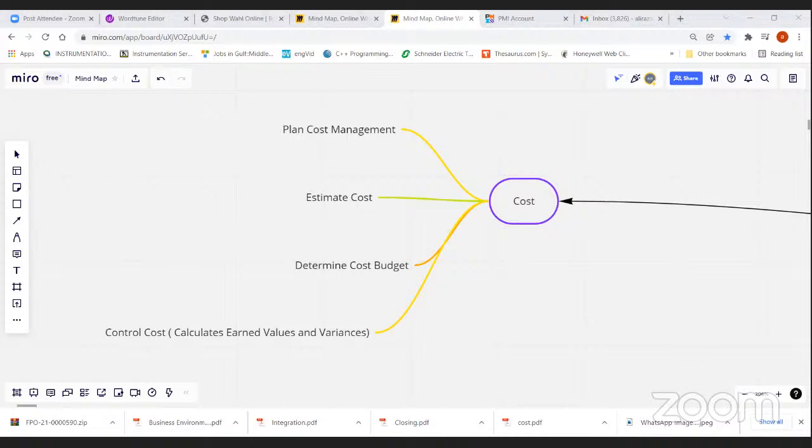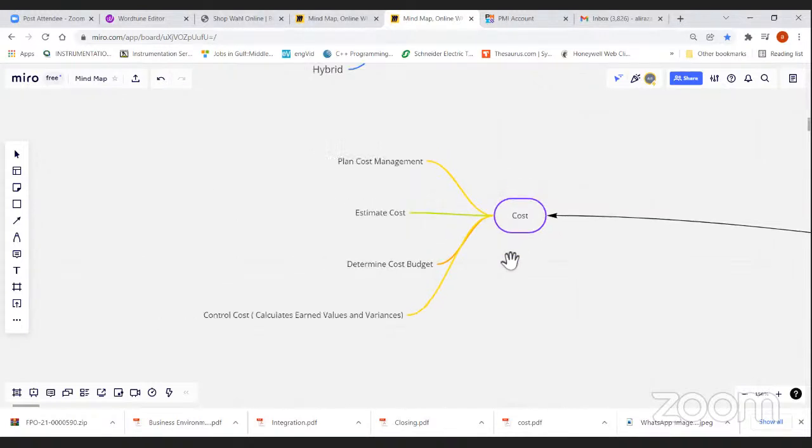Then we do the cost estimate. Cost estimate is done at the activity level. Each and every activity we have to estimate, and we have to estimate their cost, which is very, very important in project management. Then we determine the cost budget. In the cost budget, we identify the contingency cost and the risk management cost. Also, we have to include those here.